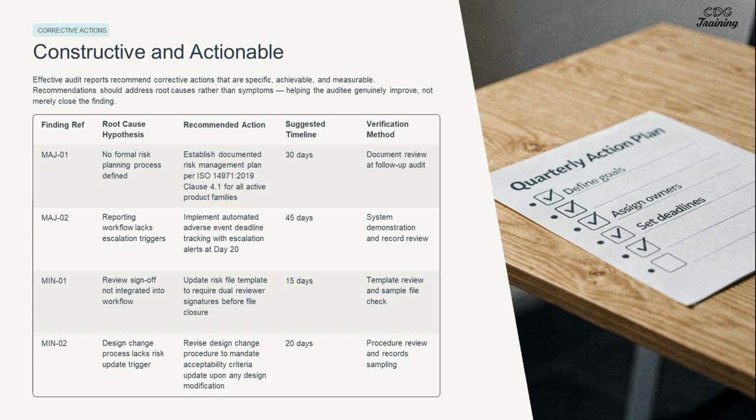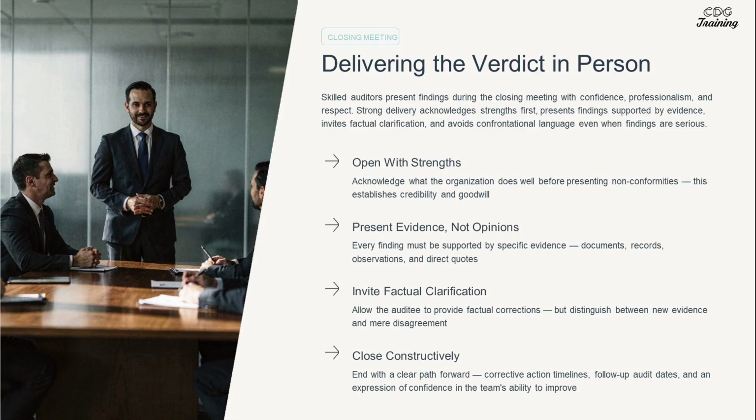Effective audit reports recommend specific, actionable corrective actions. These recommendations help the auditee genuinely improve, ensuring the audit's findings lead to real change. Presenting findings during the closing meeting with confidence and respect is crucial. Acknowledge strengths, present evidence, and invite clarification to ensure a constructive and respectful conclusion.